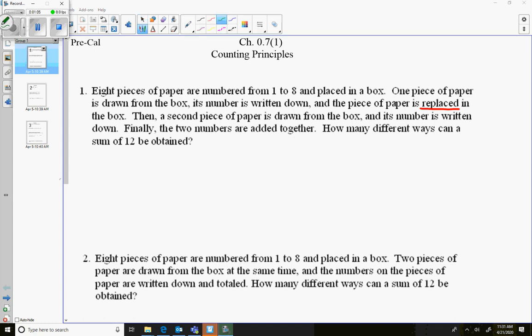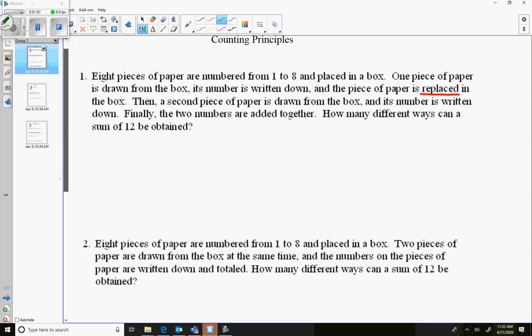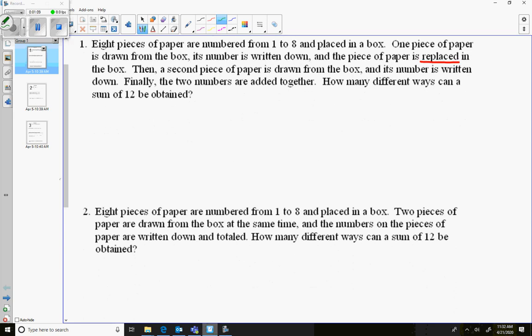Okay, counting principles. We are simply counting. So we're going to draw 2 pieces of paper. So the first paper and the second paper. So what are the possibilities? First one could be an 8, and if we want the sum to be 12, the second one would need to be 4. First could be 7. That would make the second one need to be a 5.